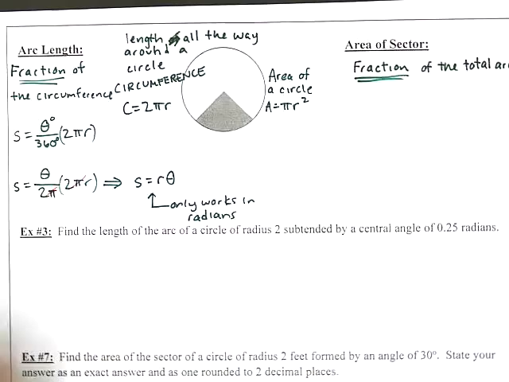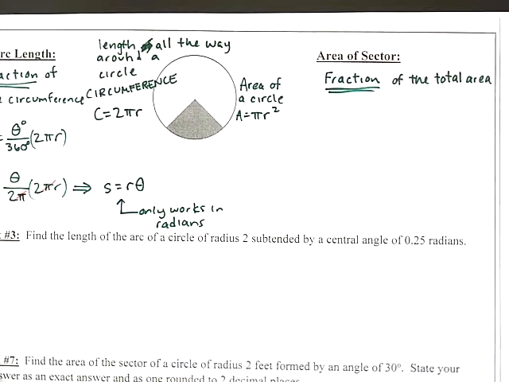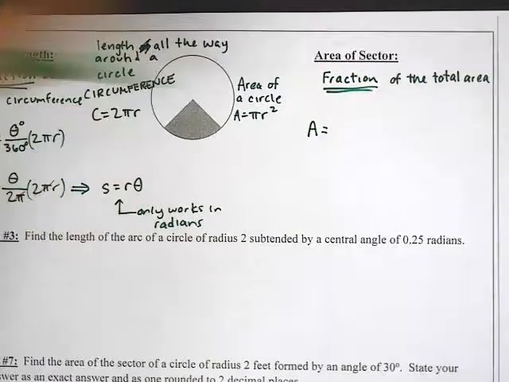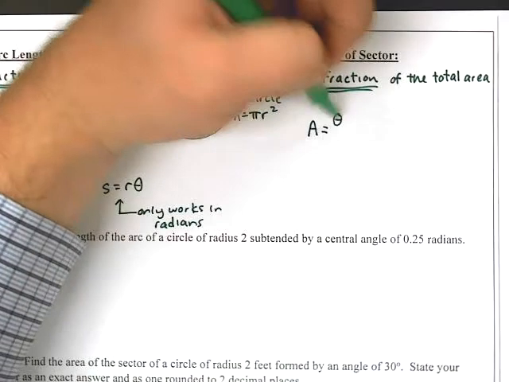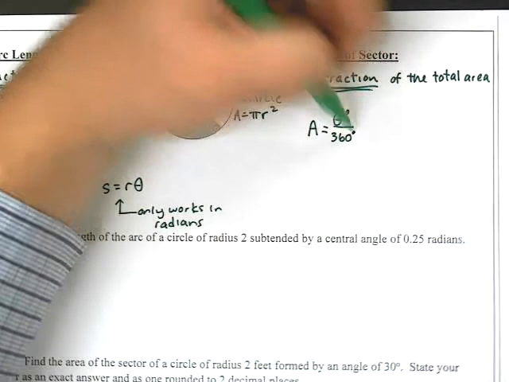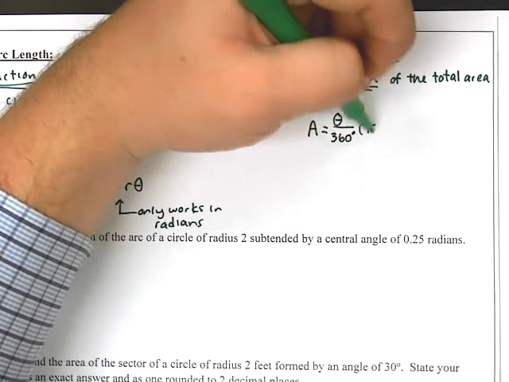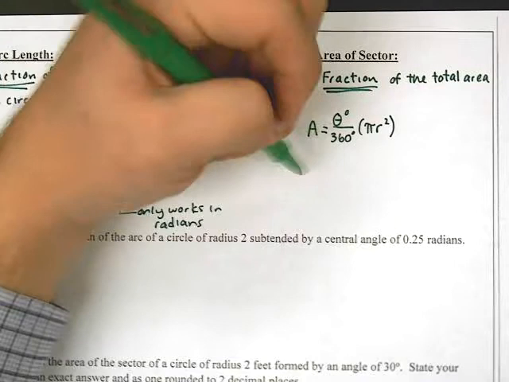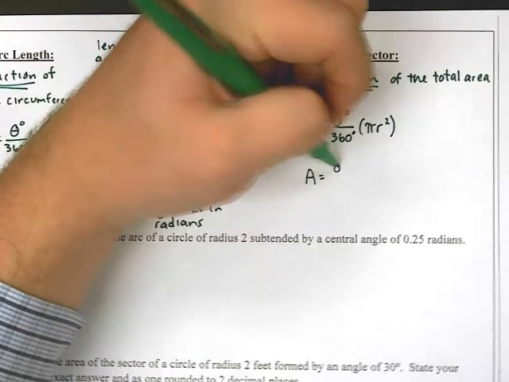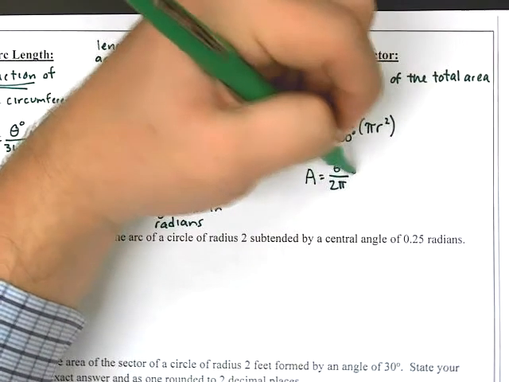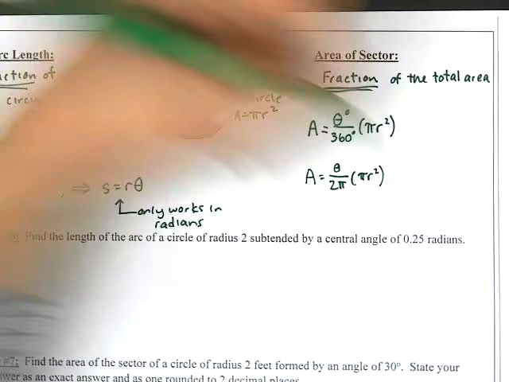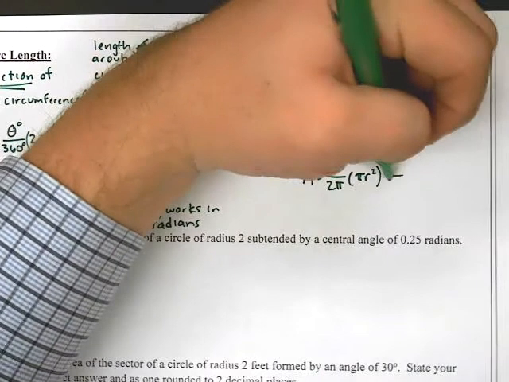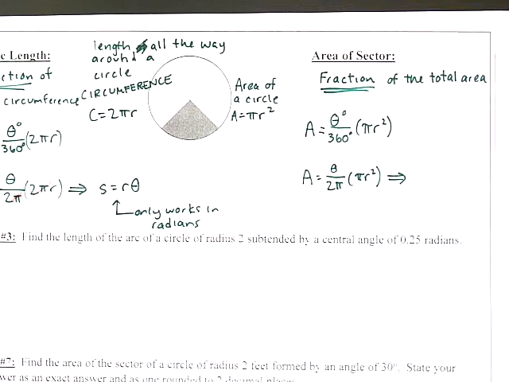Because with that in mind, hopefully you guys already know what these formulas are going to be. We're going to say that if we want the area, you're going to have to do theta over 360 times pi r squared. Or if we go into radian mode, we would have theta over 2 pi times pi r squared. Now, once again, when you're in radians, it's a little easier because some things can cancel, right?